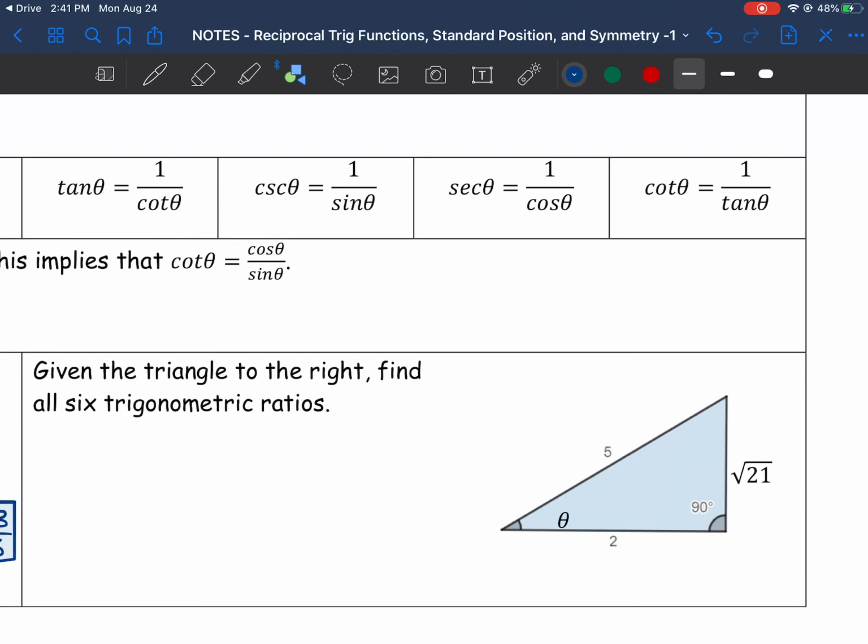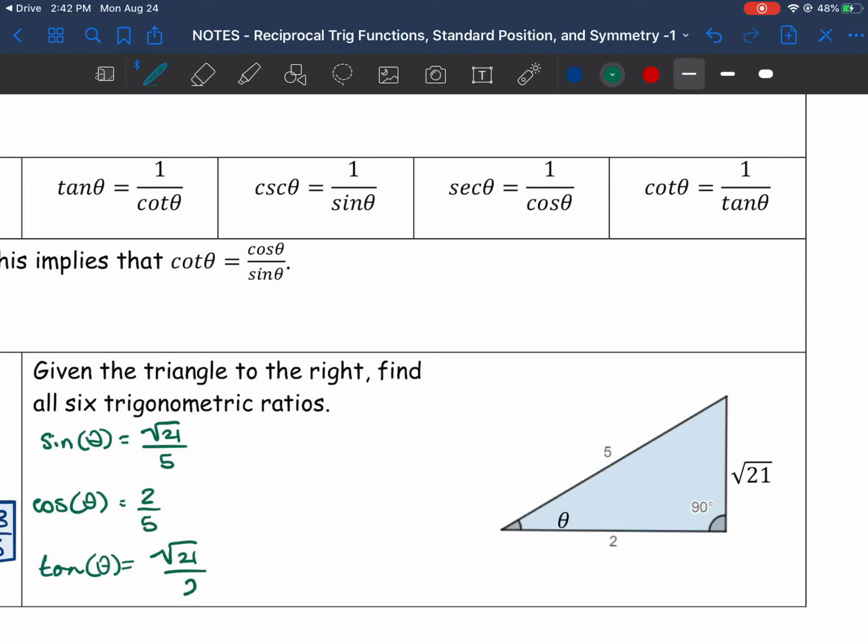In our next example, given the right triangle to the right, we want to find all 6 trigonometric ratios. So we'll start with the sine of theta. We know that the sine is the opposite leg divided by the hypotenuse, so opposite of theta would be square root of 21. Hypotenuse would be 5 since it's across from the 90-degree angle. So the sine of theta is square root of 21 over 5. The cosine of theta, the adjacent leg, adjacent to theta is 2. The adjacent leg 2 over the hypotenuse 5. And then we have the tangent of theta, which is the opposite leg, square root of 21, divided by the adjacent leg, which is 2.